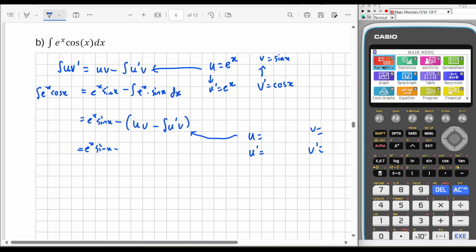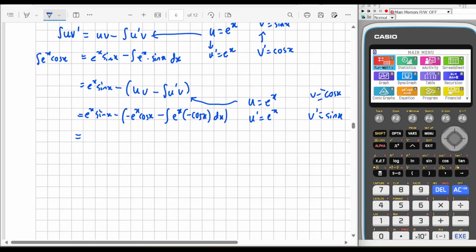So e to the x sine of x here. We'll pick e to the x and e to the x, and we're going to go sine of x for v dash, and we're going to get cos of x with a negative sign for v. So that's e to the x with minus cos of x, so minus e to the x cos of x there. And then u dash v, so that's going to be e to the x with minus cos of x again, dx.